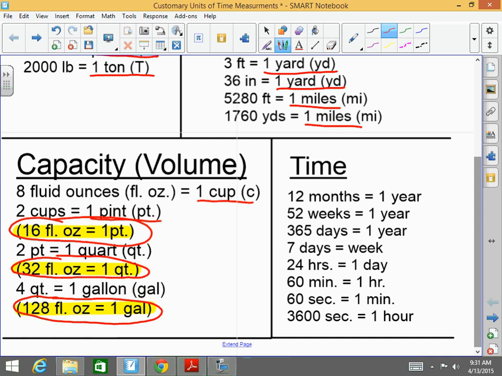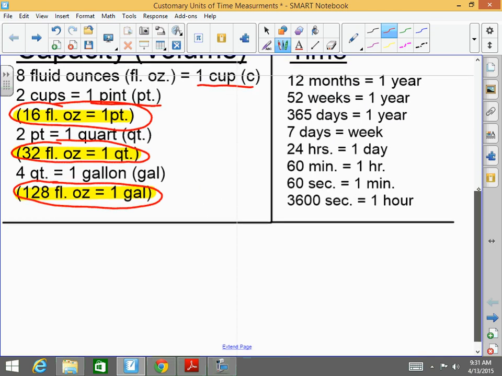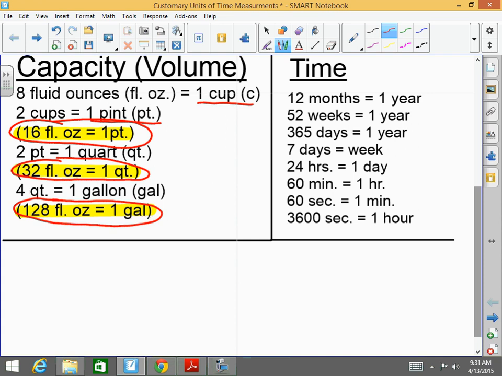Okay? We're talking about time. Sometimes we take it for granted. You know, sometimes we just think, oh, I know how to read time. But when we're talking about standard units of measurements, we have to memorize these guys.